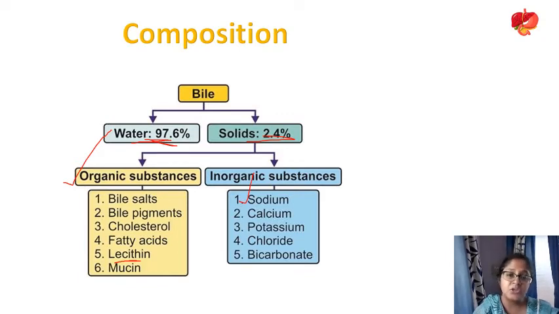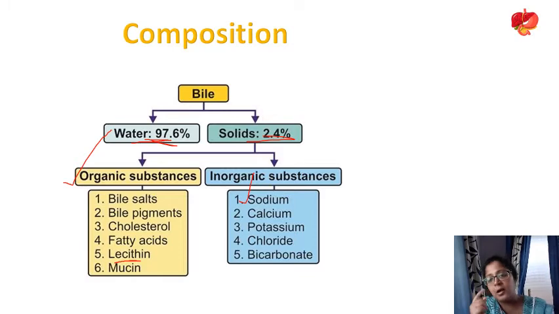A question comes like, what are the different organic substances present in bile? You have to mention the bile salts and bile pigments, and if the names of the bile salts and bile pigments come, you have to mention those as well. And for the inorganic substances present in bile, you have to mention sodium, calcium, potassium, chloride, and bicarbonate. So this is the basic composition of bile.